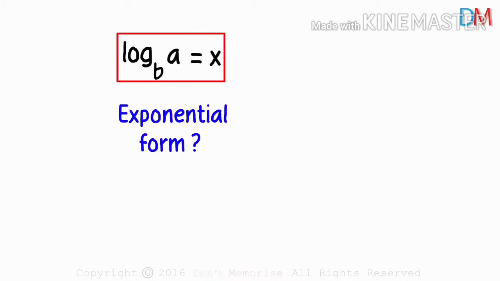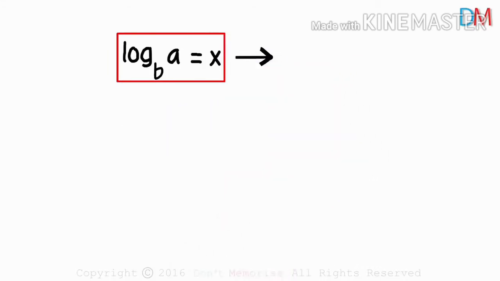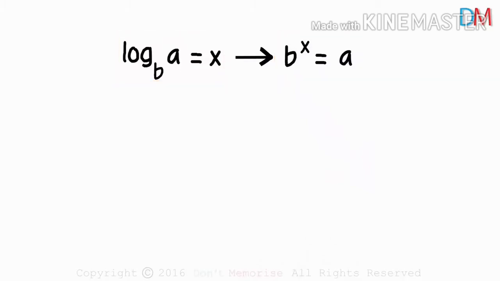a to the base b is equal to x. How do we write this in the exponential form? We can write it as b raised to x is equal to a. Both the equations tell us the same thing. Now before we move forward, there are a few fundamental properties we need to know.